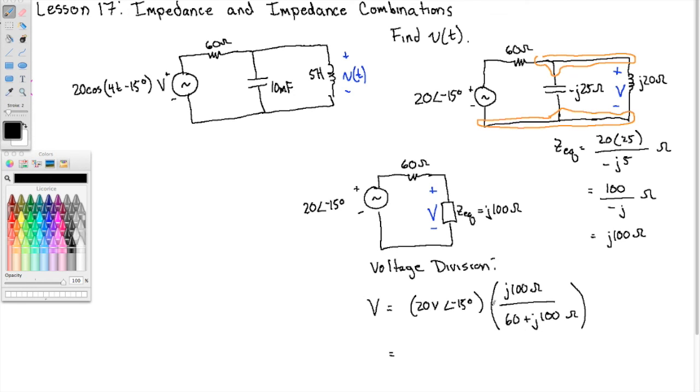All right. Well, I've got multiplication and division. So both of those things are best done in polar or exponential form. But let me show you a trick. If I multiply this thing by the complex conjugate of the denominator, then something nice happens. So let's do that. I can multiply this by 60 minus j100 over 60 minus j100. That's like multiplying by 1.